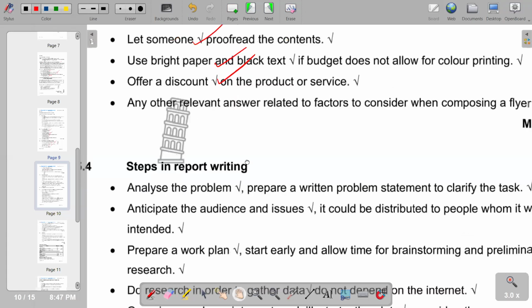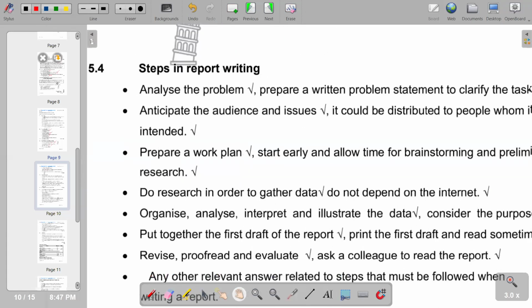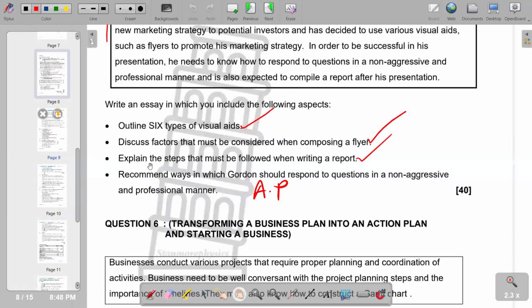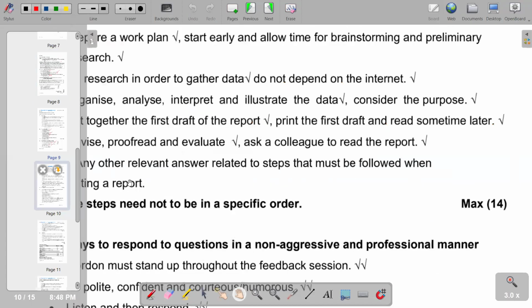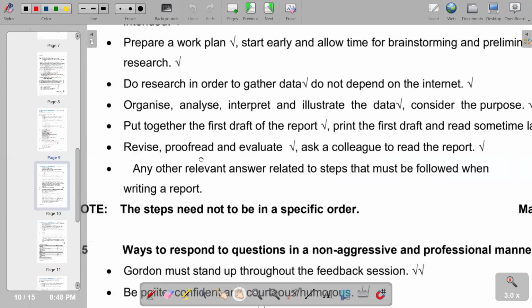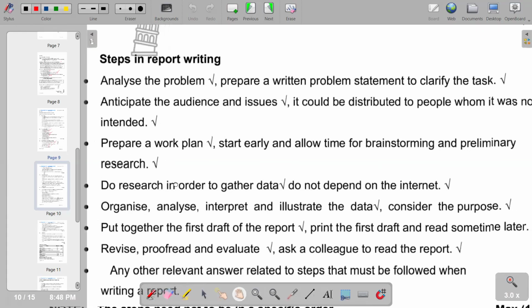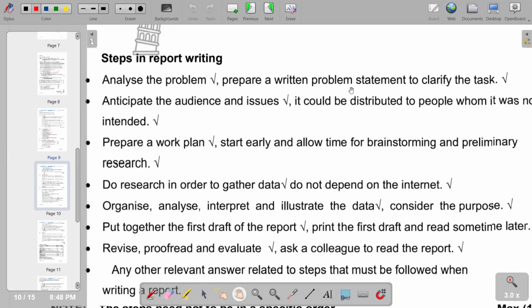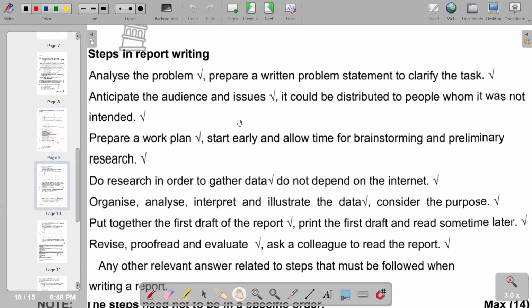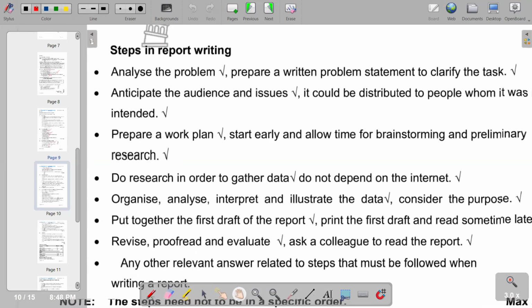So we move on to the next part, on 5.4, which reads, explain the steps that must be followed when writing a report. What are the steps that must be followed when writing a report? You're going to notice that these are the steps that we have when writing a report. Analyze the problem, prepare a written problem statement to clarify the task, and also anticipate the audience and issues. It could be distributed to people for whom it was not intended. So these are the points that we have on the steps in report writing.